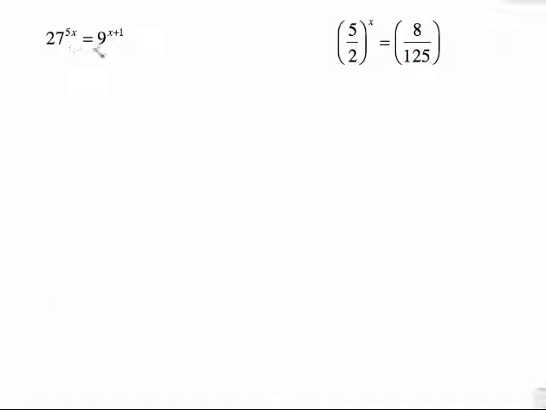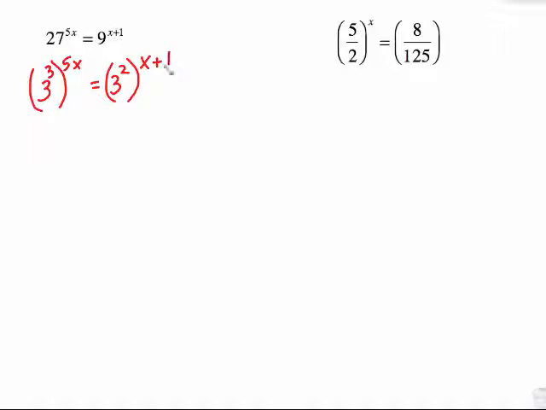To do this one, you have to do a little bit of thinking. There is no power that goes on 9 to make 27, so I have to think about what base I could use for both sides. Well, 27 can be written as 3 cubed. So this is 3 cubed, all raised to the 5x. 9 can be written as 3 squared, all raised to the x plus 1.